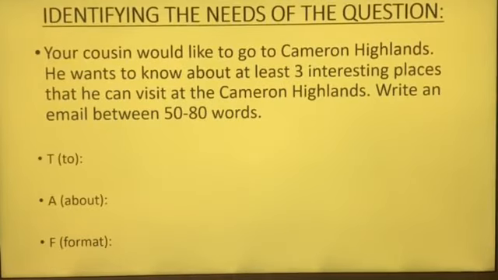Okay, so the first slide: identifying the needs of the question. First of all, the students need to read the questions carefully. For this one, your cousin would like to go to Cameron Highlands. He wants to know about at least 3 interesting places that he can visit at the Cameron Highlands. Write an email between 50 to 80 words.